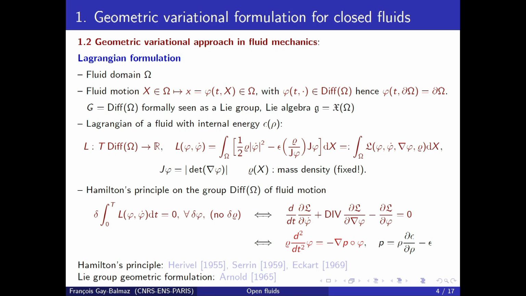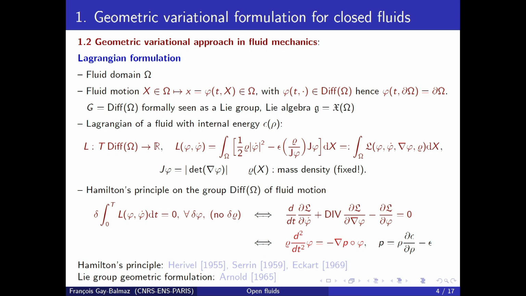Okay, so let me quickly recall, maybe you all know this, how the geometric formulation of fluids arises. So you have your fluid in a domain omega, and the evolution of the fluid is given by a curve in the group of diffeomorphisms of your domain. And by saying this, you already impose that the fluid is closed, right? The boundary point stays at the boundary. So fluid cannot escape. And the Lie algebra is the space of fluid velocities.